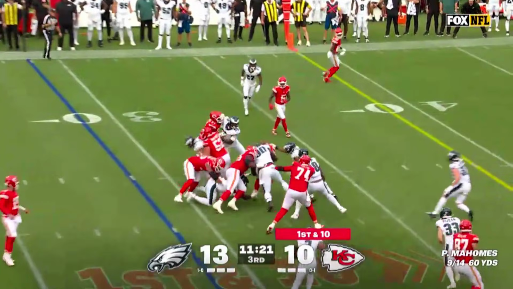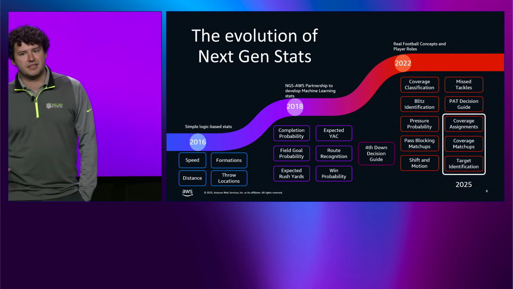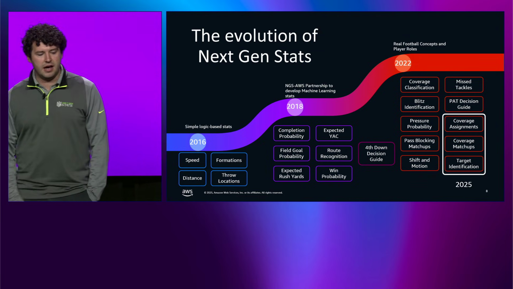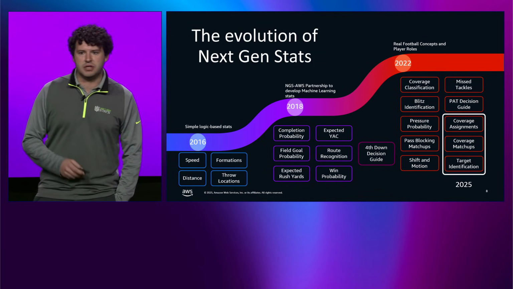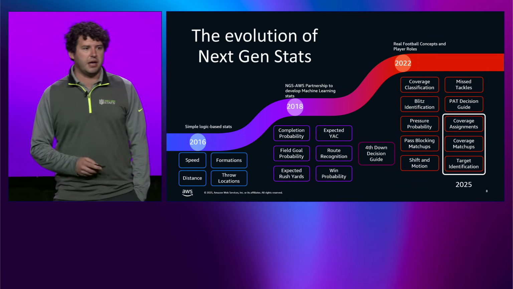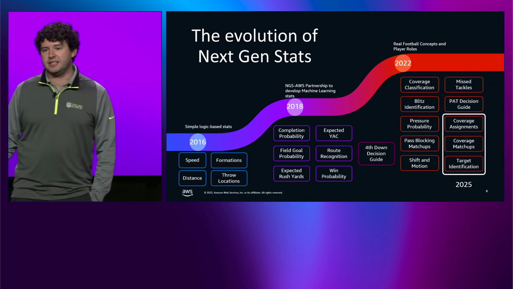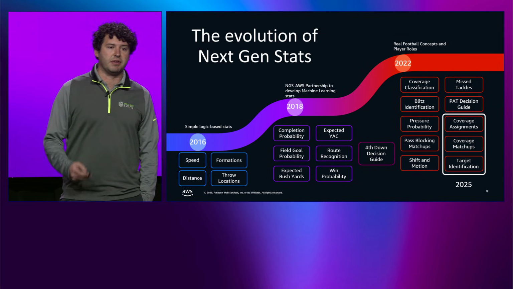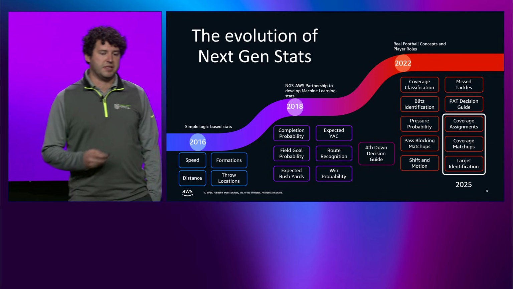Here's the check, though. So let's take a step back and look at the evolution of Next-Gen Stats. We've been around collecting data, and we're in our 10th season now. Going back to 2016, it was very simple. It was logic-based stats. It was, how much distance did a player travel? What was their top speed on a play? Where were they aligned? Where did the quarterback throw the ball, etc. Starting in 2018, we partnered with AWS to build new machine learning stats every offseason. And that was really the inflection point of our stat development timeline.